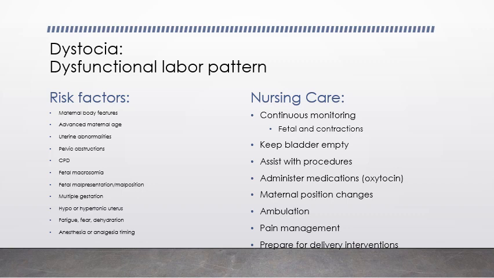Assist with procedures, and you may be ordered to administer oxytocin, which is that same medicine that we would administer to induce labor. We may have to administer oxytocin to help a dysfunctional labor pattern. Changing maternal positions can result in fetal position changes as well as better perfusion for the uterus. So ambulation, if it's indicated, pain management, because fear and pain can affect that labor pattern. And then we could also prepare for delivery interventions.